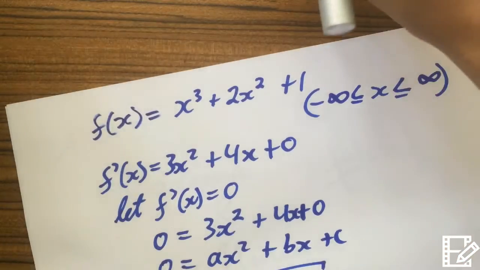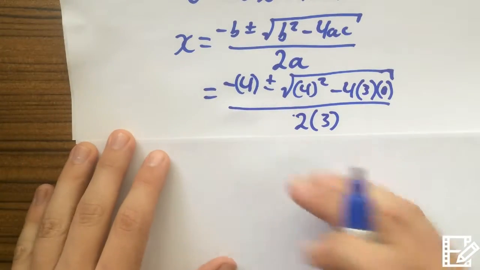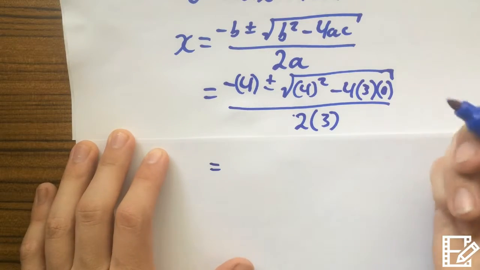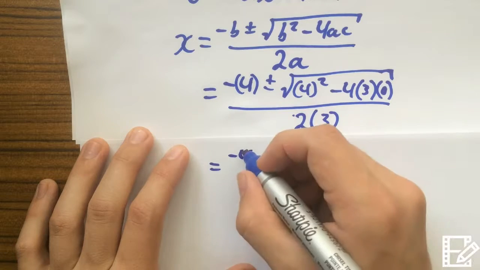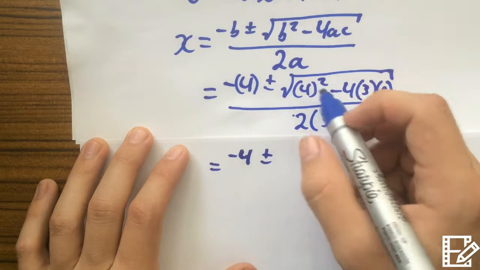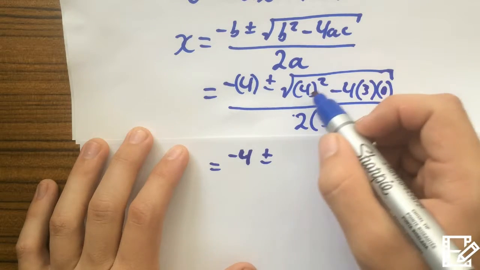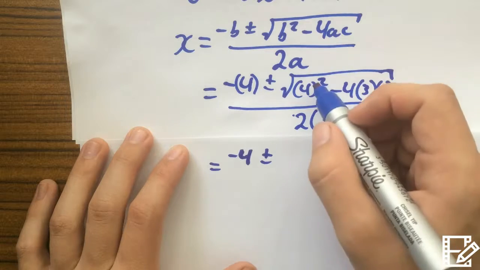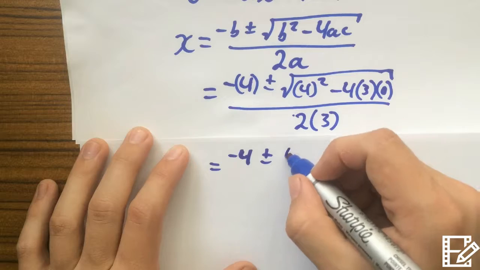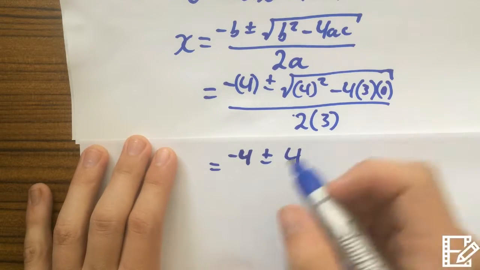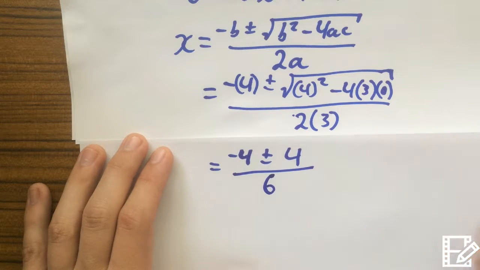Hopefully you guys have done the quadratic formula before if you're watching this video, but if you haven't, you might want to learn it. So, negative 4 plus or minus, that's 4 squared minus 0, so that's just 4 squared. We have the square root of 4 squared, which means the square will cancel out the square root, and we'll be left with a 4. And then 2 times 3 is just 6.